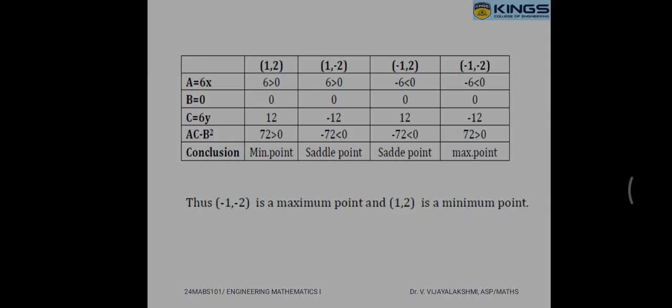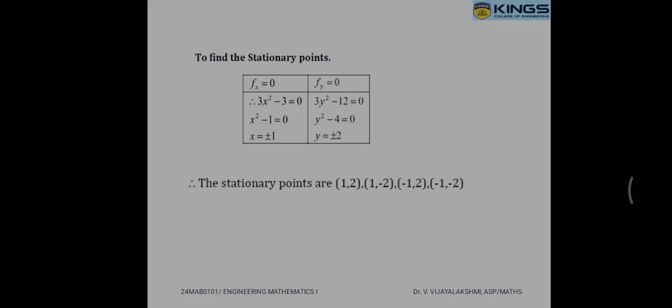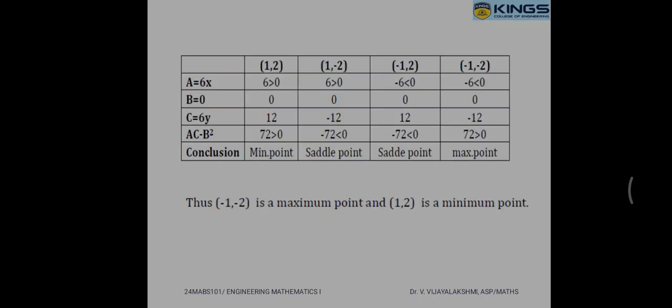So according to the conclusion, ac minus b square is greater than 0 and either a is greater than 0 or c is greater than 0. So it is a minimum point. Therefore the conclusion is a minimum point.